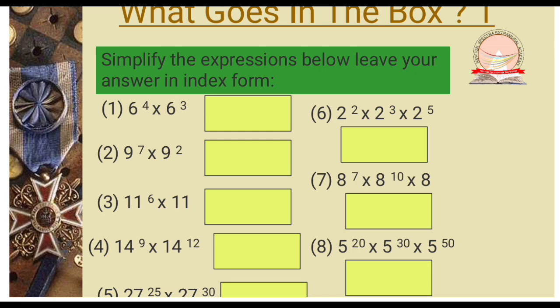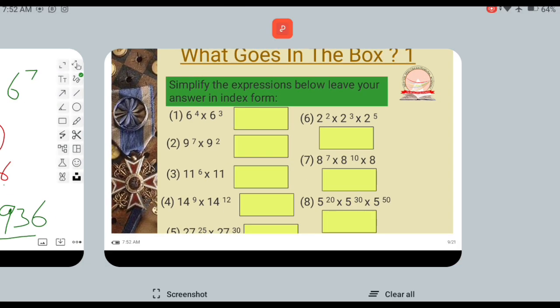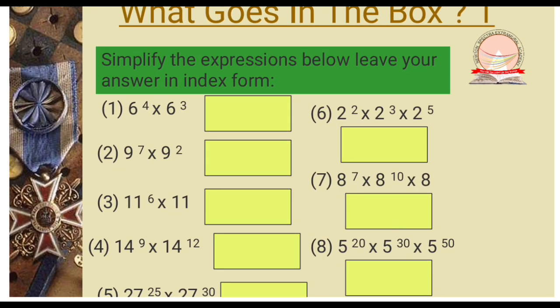Now let's take some exercise. We've already answered this: 6 raised to the power of 4 times 6 raised to the power of 3. I'm going to take 2 more examples, and you are going to take the next one as your exercise. So let's try 8 raised to the power of 7 times 8 raised to the power of 10 times 8 raised to the power of 1. Don't forget, I told you that every number naturally has an index of 1.